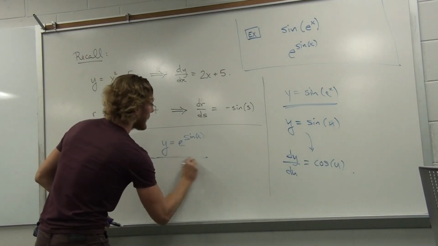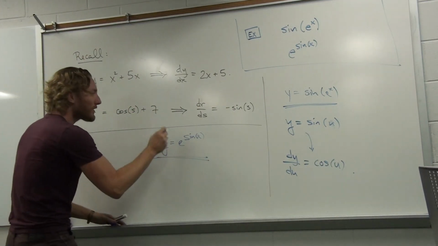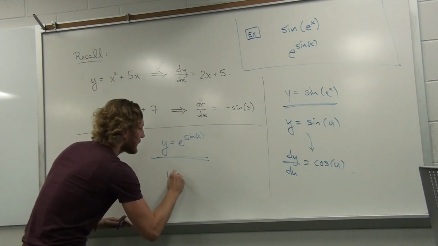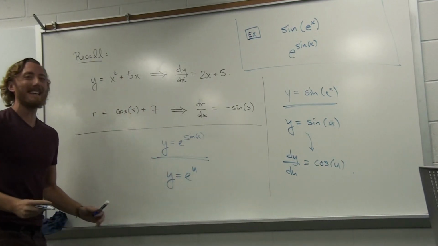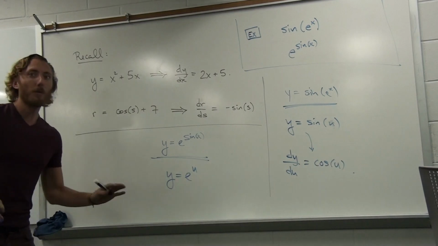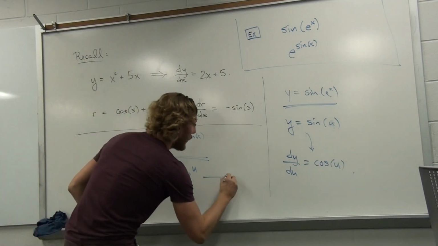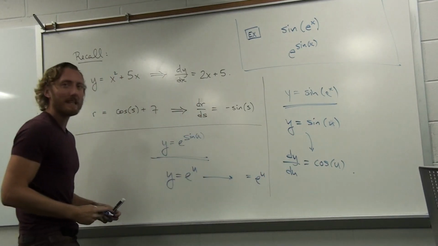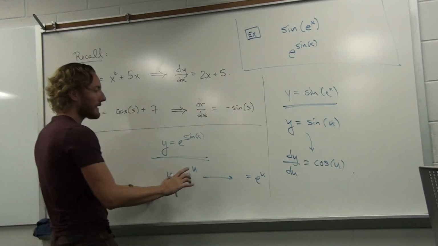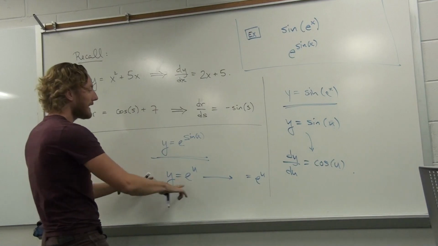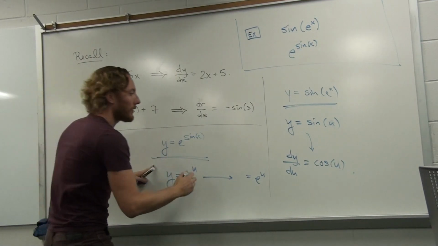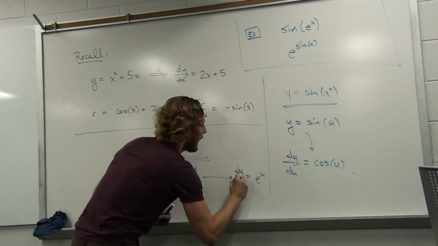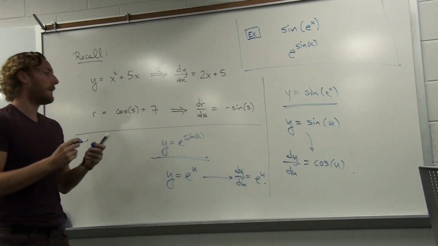But then you take a step back and say, man, I wish that sine x wasn't in the exponent, because if this read just y equals e to the u, that is super easy to take the derivative of. I can totally take the derivative of that because I know the derivative of e to the u is e to the u. And then, let's think about what goes on the other side, because here we have y equals something in terms of u. So this is not dy over dx. No, this is dy over du.